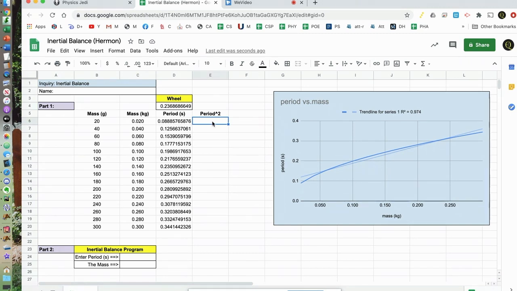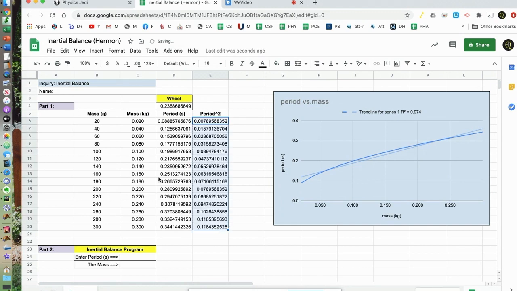So I'm going to take equals. I'm going to click this. I'm going to do the square of it, sorry, a caret 2. I'm going to square that. And I'm going to take that equation and drag it all the way down. Okay? And then I'm going to graph mass versus period squared. Here's the moment of truth.